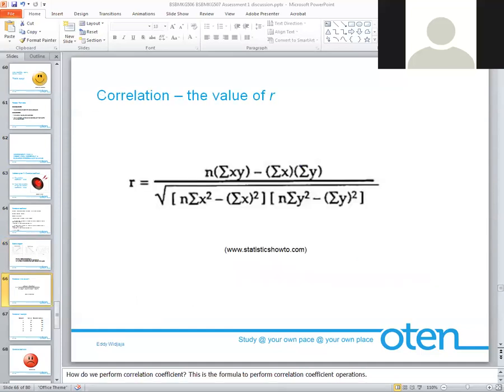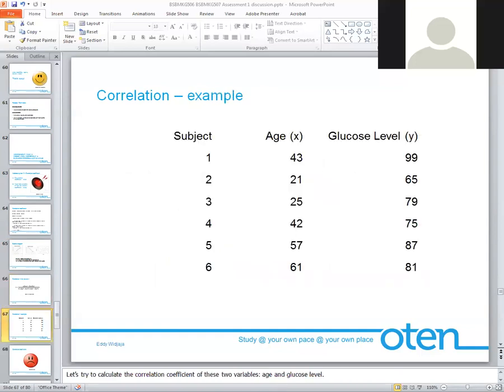All right. How do we calculate the correlation coefficient? Well, we can use this formula. Okay, R equals, and so on. That's the formula to calculate the value of the correlation coefficient. All right, let's try that.